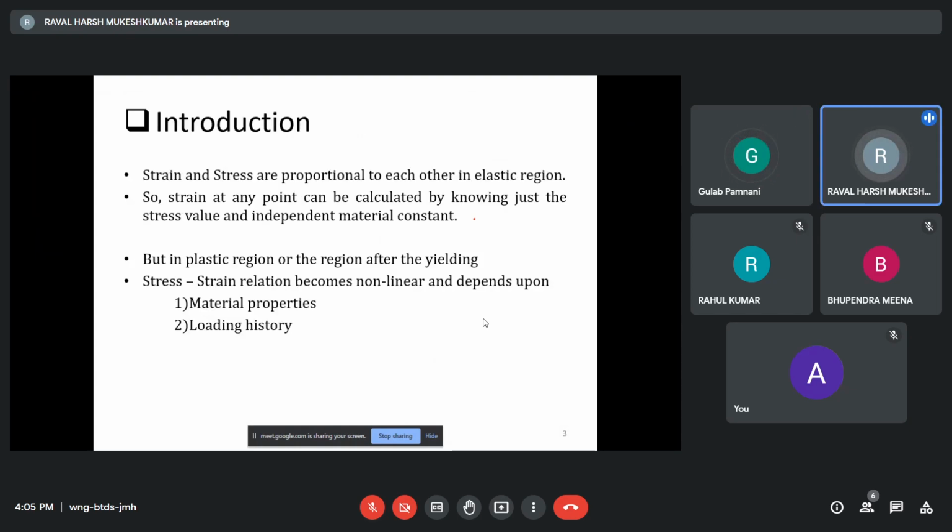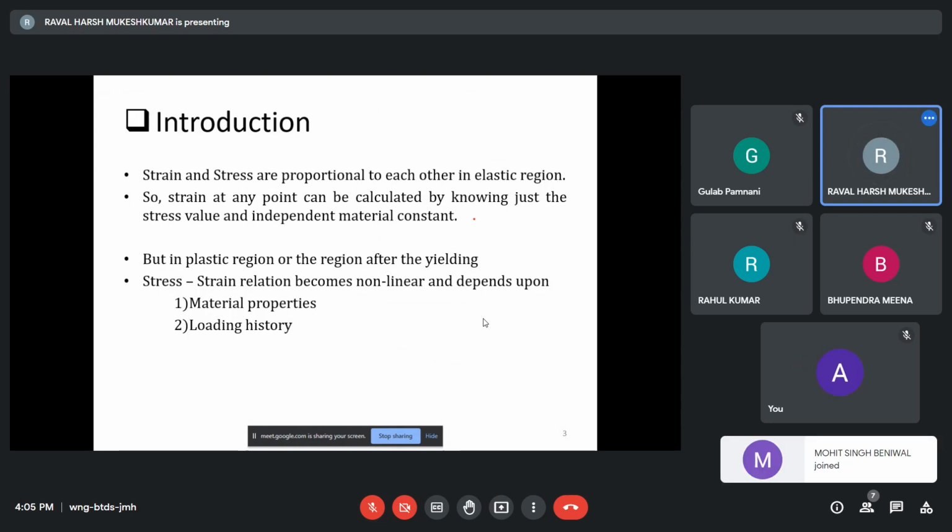So sir, let's start with a bit of revision. We know that in the elastic region, stress and strain are proportional to each other. So at any point, if I want to calculate the strain, I can do that by knowing the independent material constant and value of stress at that point. But in the plastic region or the region after the yielding, stress and strain are not proportional to each other. The relation becomes non-linear and depends upon material property and loading history.